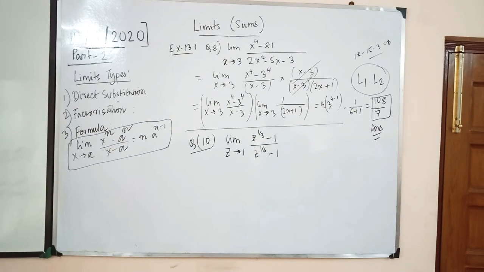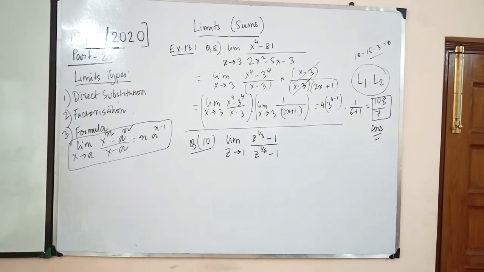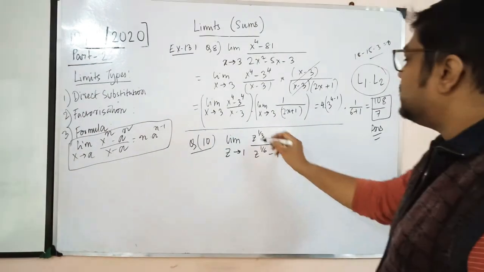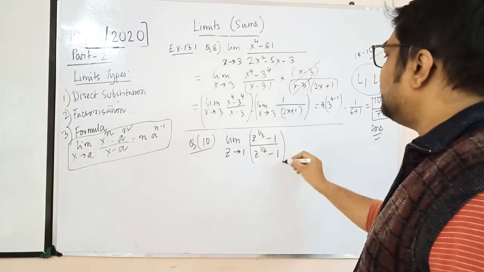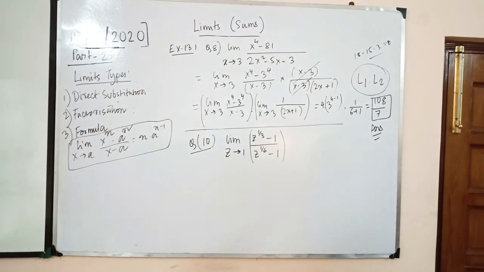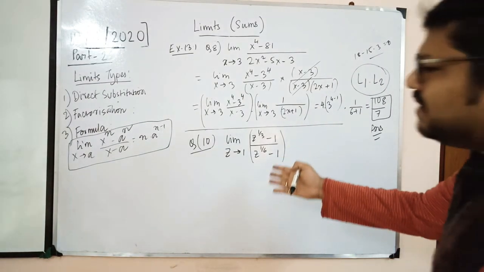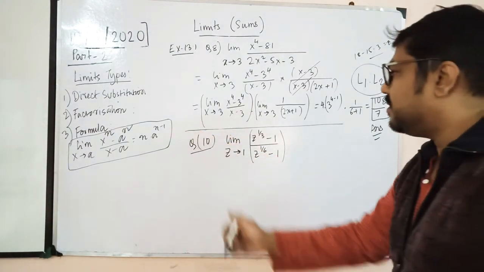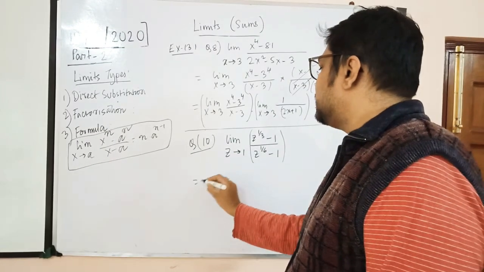I get another sum, question number 10 from exercise 13.1, that is this. This I will also try to apply the formula. See, it's z to the power 1/3. This can be done in many ways. You can do it in a cube minus b cube form also, but I will try to apply the formula. Let's see what happens.